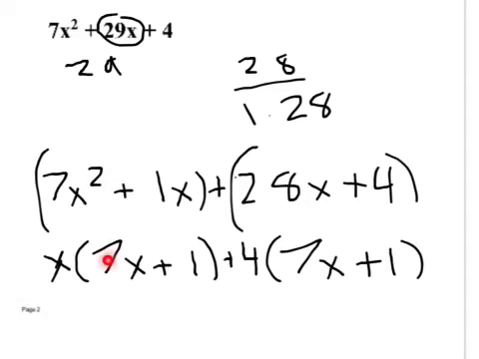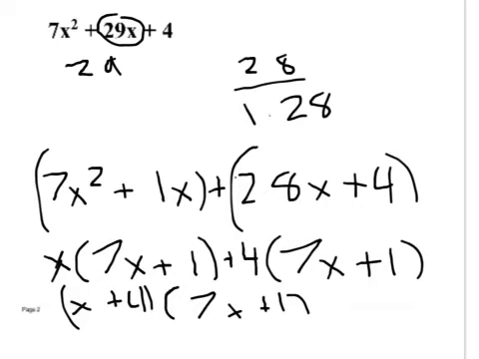Remember how we have 7x plus 1 and 7x plus 1? So then what we do is we combine x plus 4 and multiply it with 7x plus 1. So x plus 4 times 7x plus 1. That is our answer.